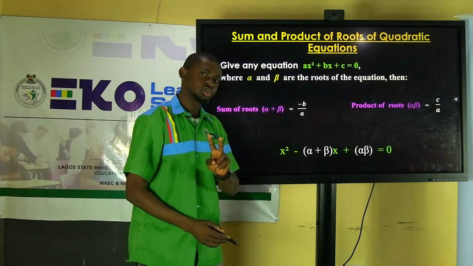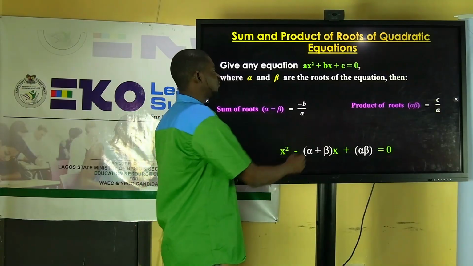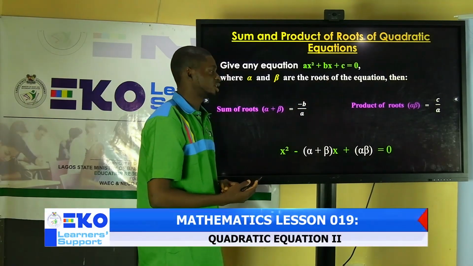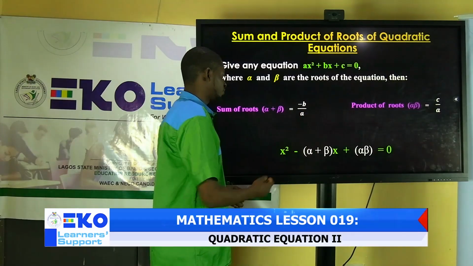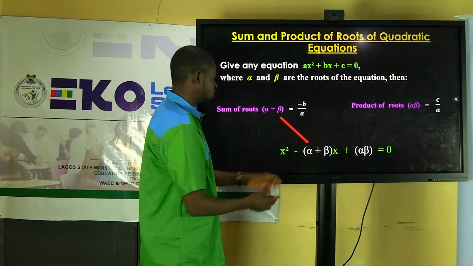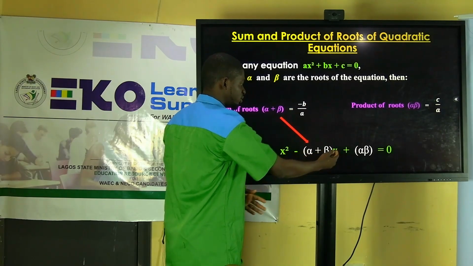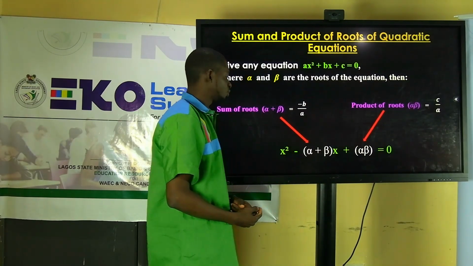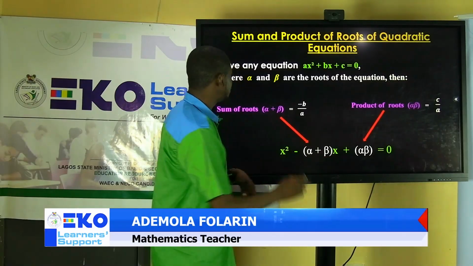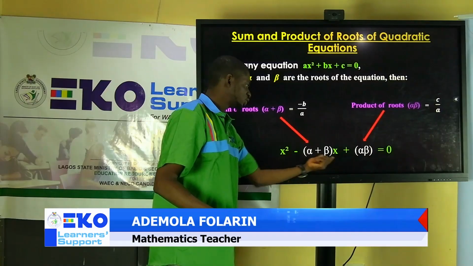So the sum of the roots of any given quadratic equation is negative b over a, while the product gives the ratio of c to a. So the quadratic equation is x squared minus the sum of the roots, plus the product of the roots. That's what we have here. Knowing this, if you are given the roots, you can use that to form an equation. And that is what we have done here.